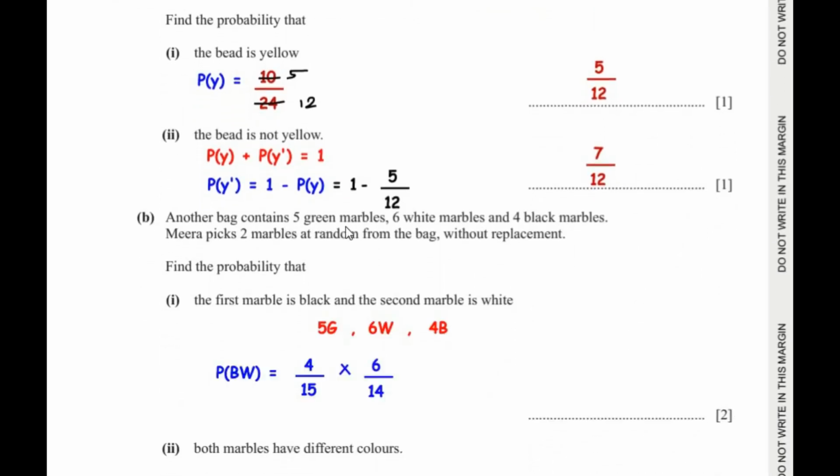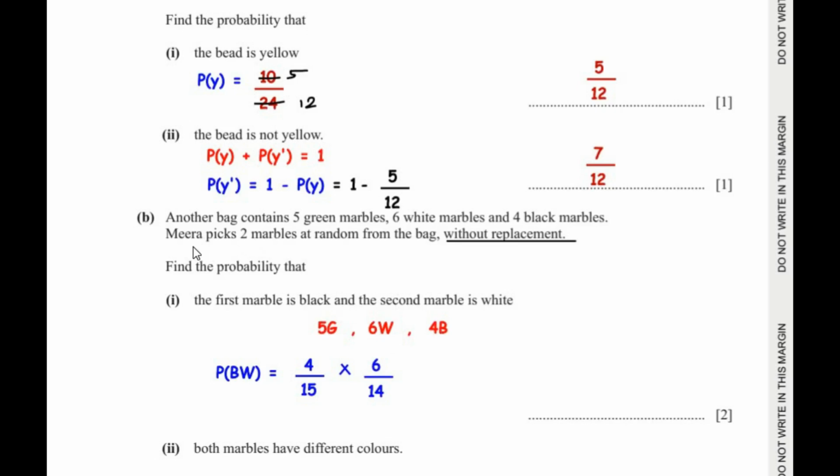Another bag contains 5 green marbles, 6 white marbles and 4 black marbles. Meera picks 2 marbles at random from the bag without replacement. Find the probability that the first marble is black and the second marble is white. Now here it's given that there are 5 green marbles, 6 white marbles and 4 black marbles in a bag. So total number of marbles are going to be 5 plus 6 plus 4, which gives us total 15 marbles.